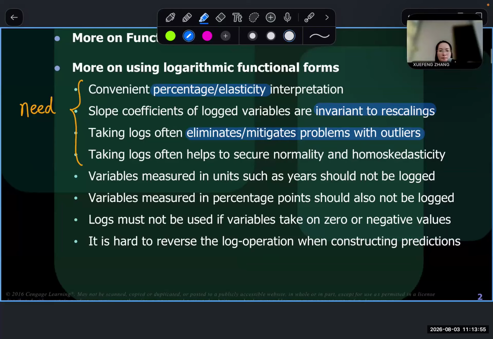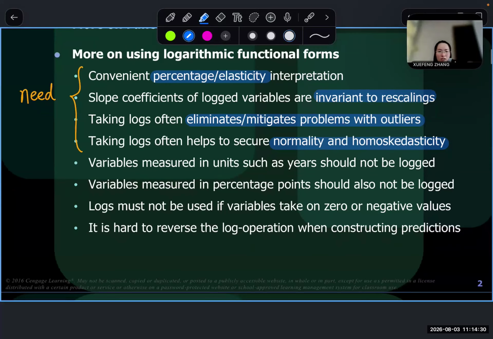Next point, it often helps normality and homoscedasticity. We saw this earlier with wages. When we take the log of wages, log wage looks more bell-shaped than raw wages. So this deals with normality and homoscedasticity. Those 4 points are the benefits of logs.